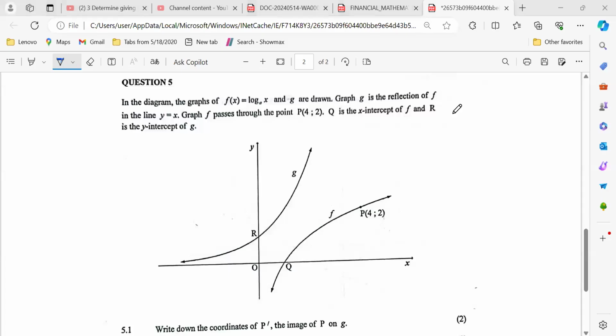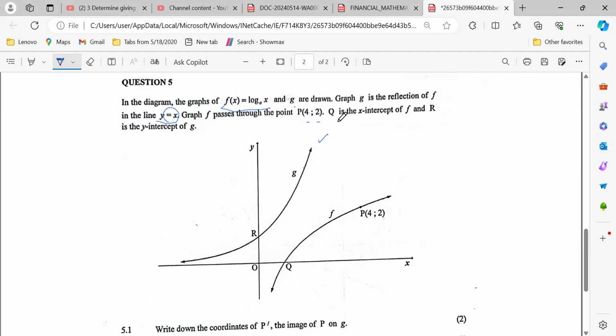In the diagram below, we have f of x, which is a log function. And then we have g drawn. The graph of g is a reflection of f by the line y equals x, meaning this is an inverse. Yes, this is the inverse of this one. And then they say the graph of f passes through the point (4, 2).